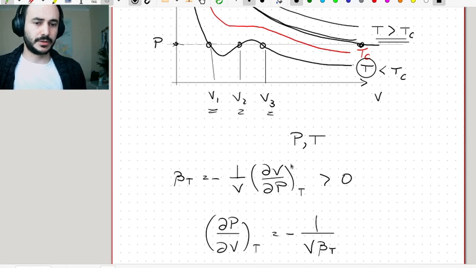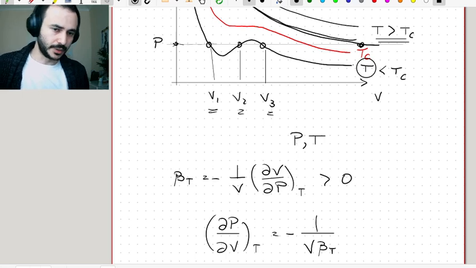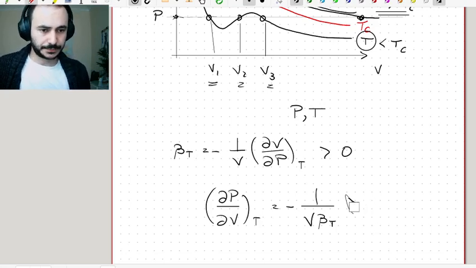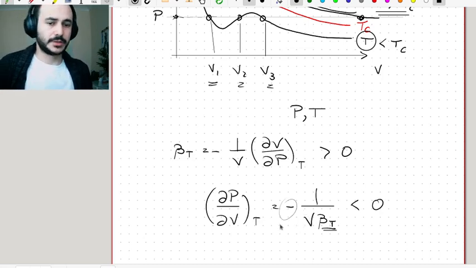Okay, I'm just inverting this, so putting it in the left hand side and bringing the isothermal compressibility to the right hand side. And this thing should be larger than 0. This thing is smaller than 0. Okay, because this guy here is positive, volume is always positive, and this is a minus sign.